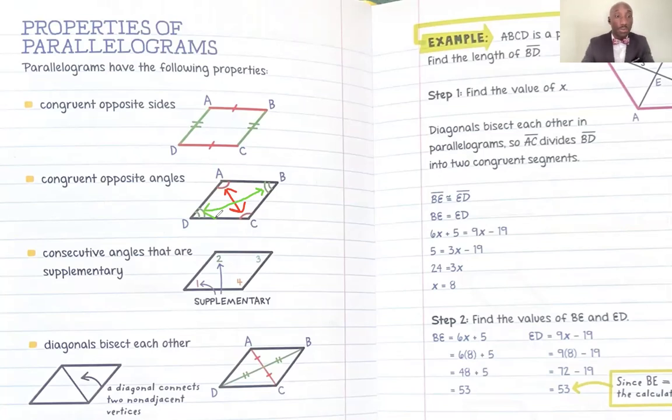Consecutive angles are supplementary. Consecutive meaning as you go around the parallelogram in almost a circular motion, the angles that are right next to each other in the sequence. So 4 and 1 are supplementary. 1 and 2 are supplementary. 2 and 3 are supplementary. 3 and 4 are supplementary. Supplementary meaning what? Add to 180 degrees.